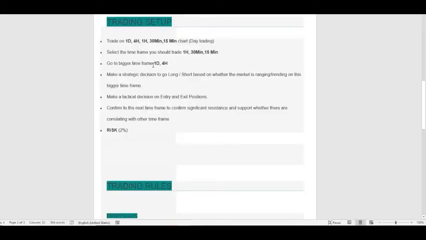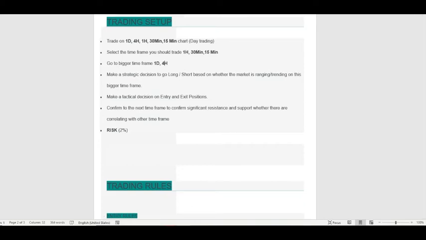We should go to a bigger time frame to find out, that's the first thing. Go to a bigger time frame, which is the day time frame and the 4 hour time frame. So make a tactical decision whether to go long or short based on whether the market is ranging or trending on a bigger time frame, right? If it's ranging, make a strategic decision: are you going long or short?